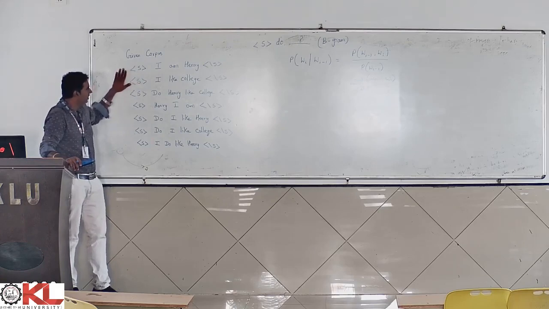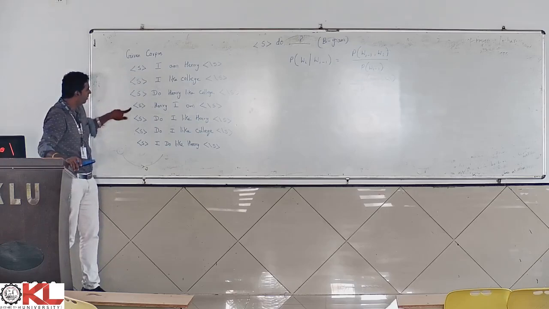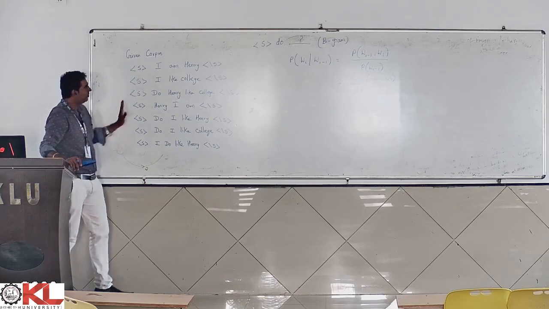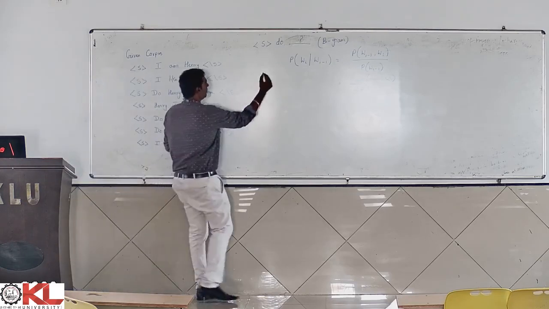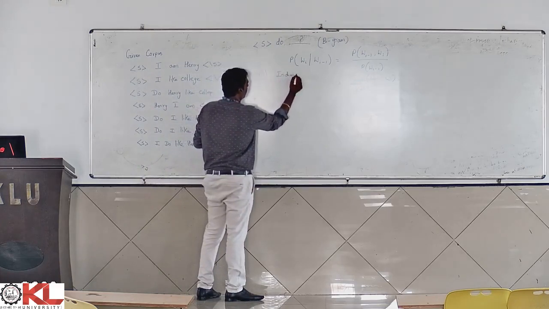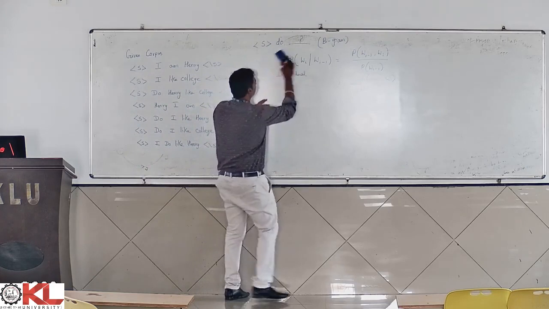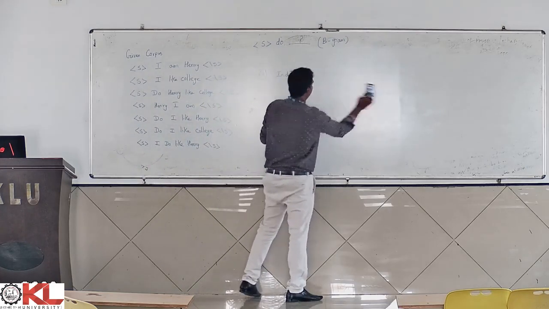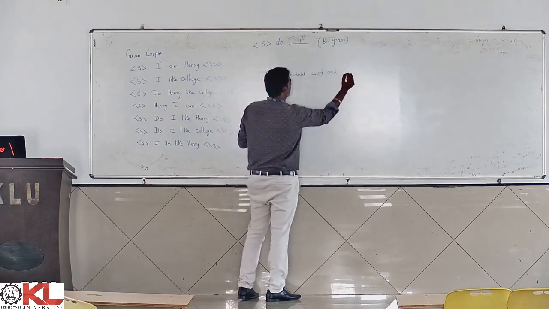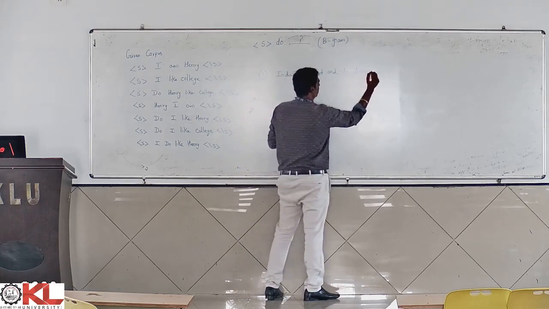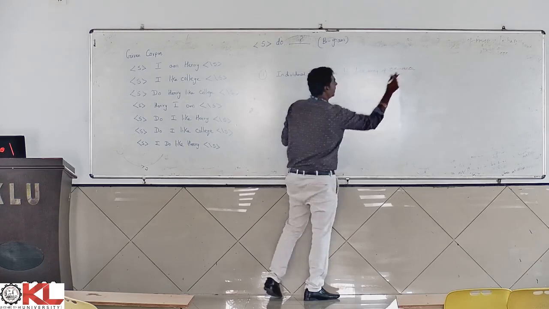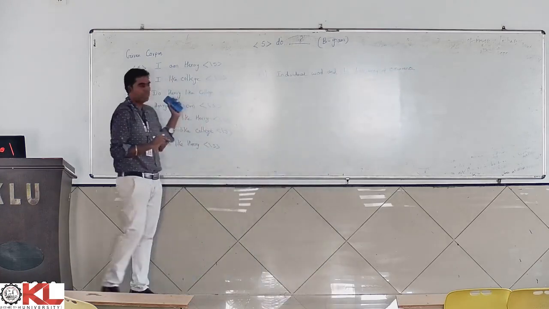Here, how many sentences are there? Totally 1, 2, 3, 4, 5, 6, 7. Totally 7 sentences are there. So the first step I am going to do is to write each individual word and its frequency of occurrence in the given corpus. Okay, so I hope you understood.